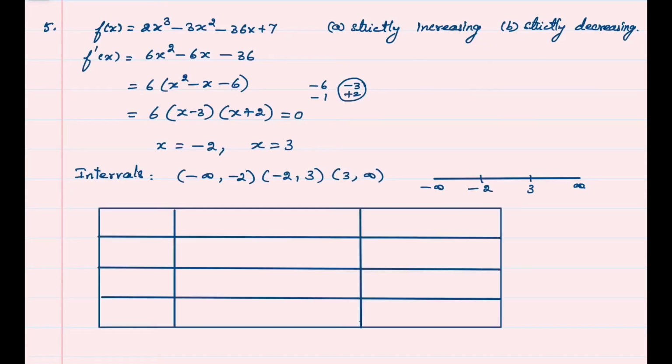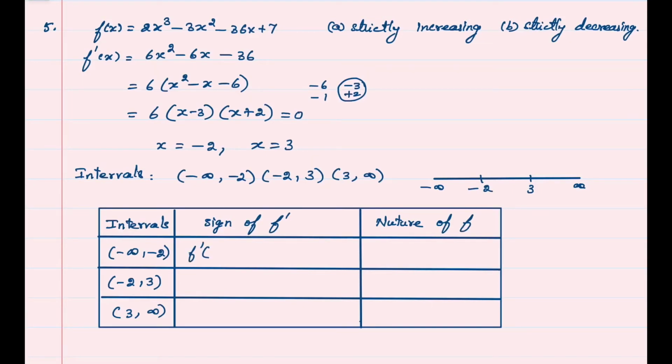Let us draw the table. In the first column we will write the intervals, and in the second column we will check the sign of f dash, and we will decide the nature of f looking at the sign of f dash. The intervals are minus infinity to minus 2, minus 2 to 3, 3 to infinity. Since we have to check whether the function is strictly increasing or strictly decreasing, we won't include the critical points. We will write open intervals at the critical values. Now let us check the sign of f dash by taking a value from this first interval.